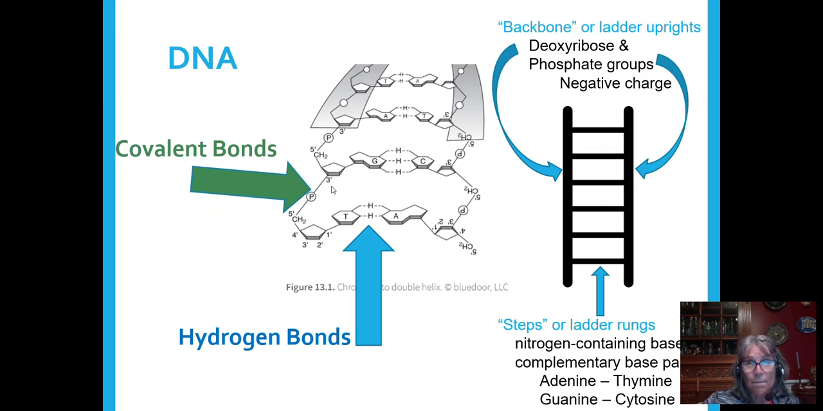What holds my 5-carbon sugar and phosphate, my backbone, together is covalent bonds between the phosphate of one nucleotide and the 3-carbon of the sugar in the next nucleotide. So those are covalent bonds holding my monomers together in the upright. So from here to here to here to here, covalent bonds. And across, holding my 2 strands together, are my hydrogen bonds.